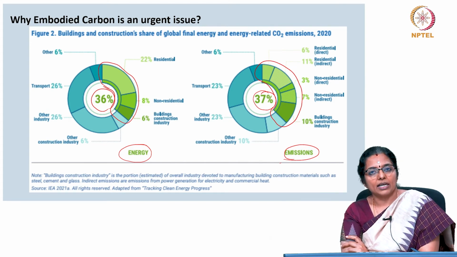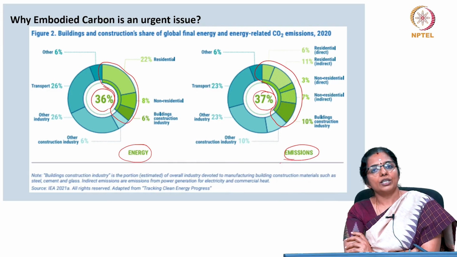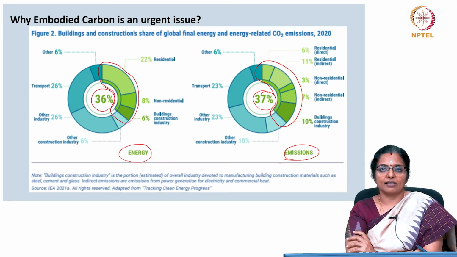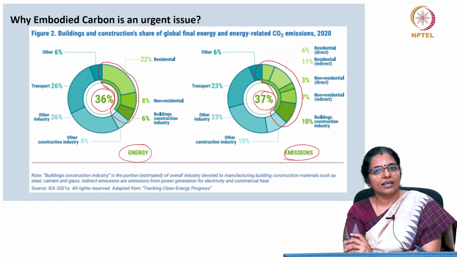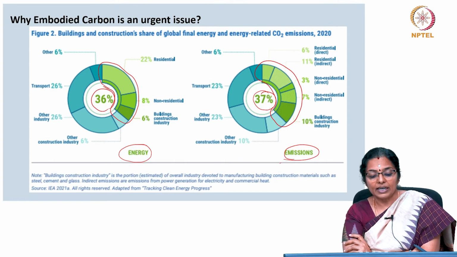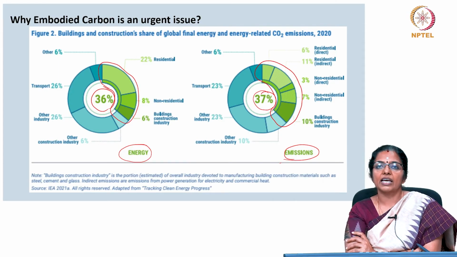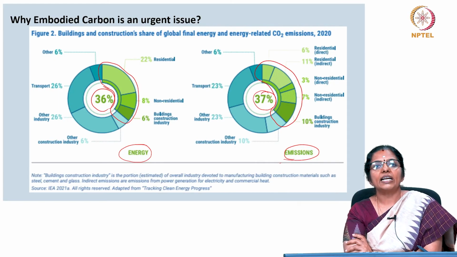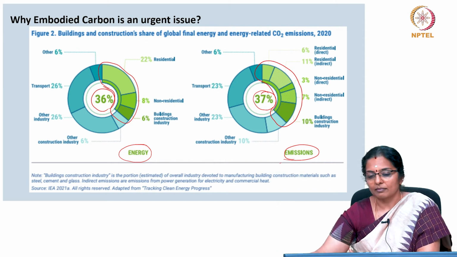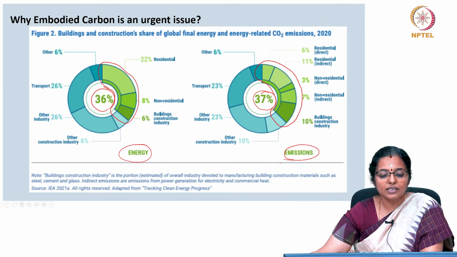If you and I as architects make prudent choices of building materials, respecting climate, context and the environment, definitely this 36% of energy and 37% of emissions can come down. This is the least we can do in order to support our commitment to a net zero world. And that is why embodied carbon is an urgent issue.